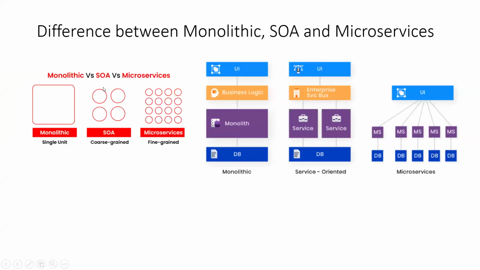When we talk about service-oriented architecture, it is coarse-grained. That's what I'm telling. This is nothing but the login module. This is an inventory module. It is the payment module. And it is a notification module. So we identify the major components and break them down into independent entities. That's why it is service-oriented architecture.